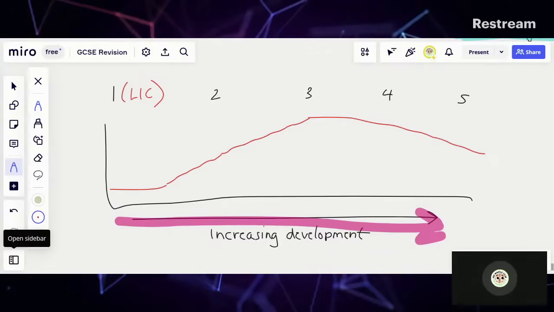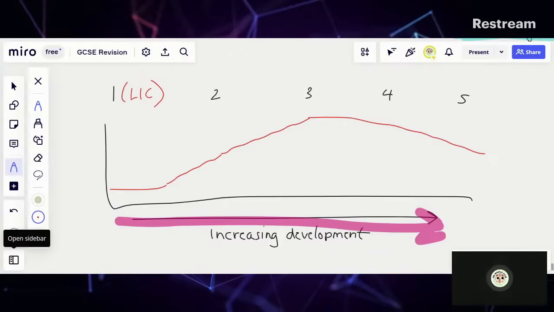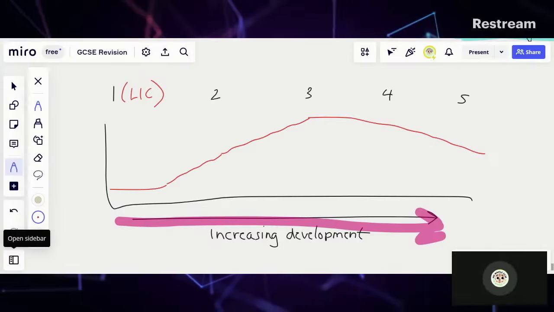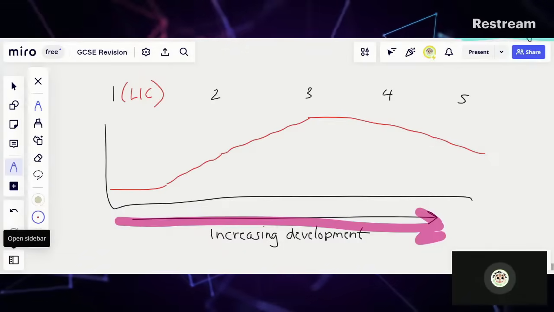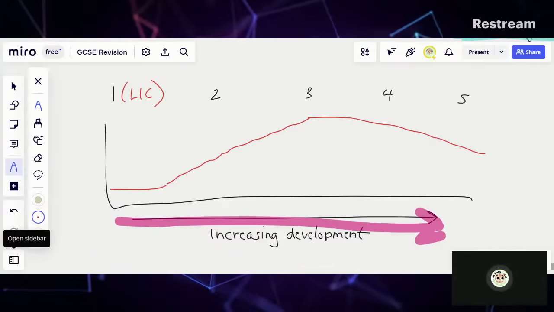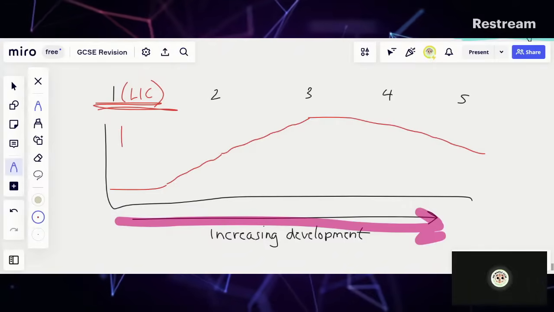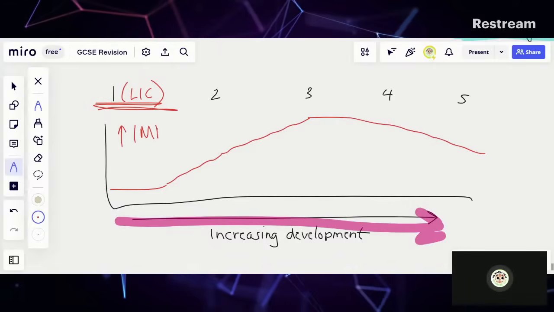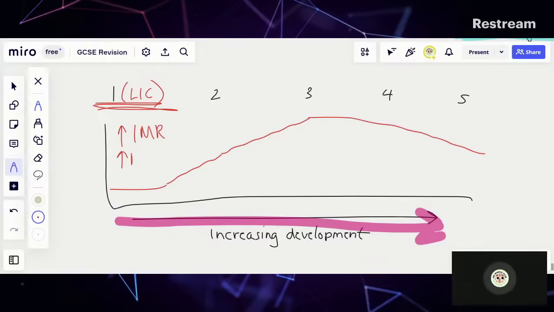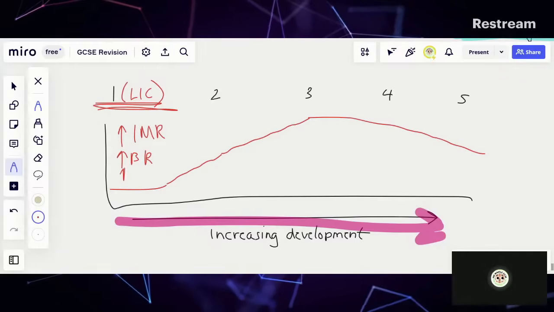And very few places are actually at stage 1 now because obviously we've evolved and we have healthcare to ensure that there is a low infant mortality rate. But there are some countries that are still in stage 1. That means that there is a high infant mortality rate and also a high birth rate and a high death rate.